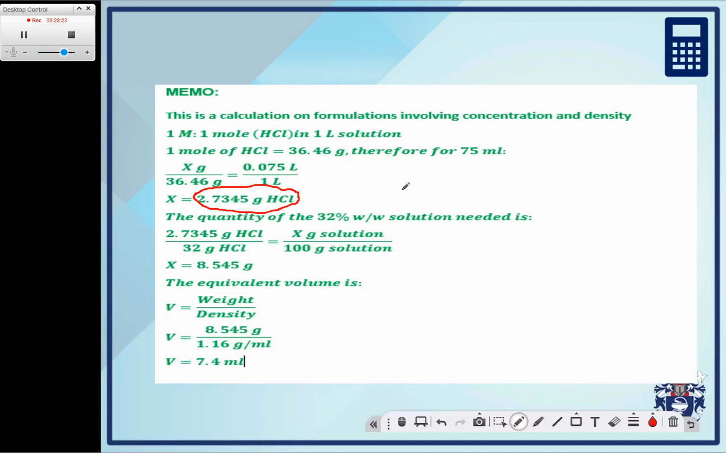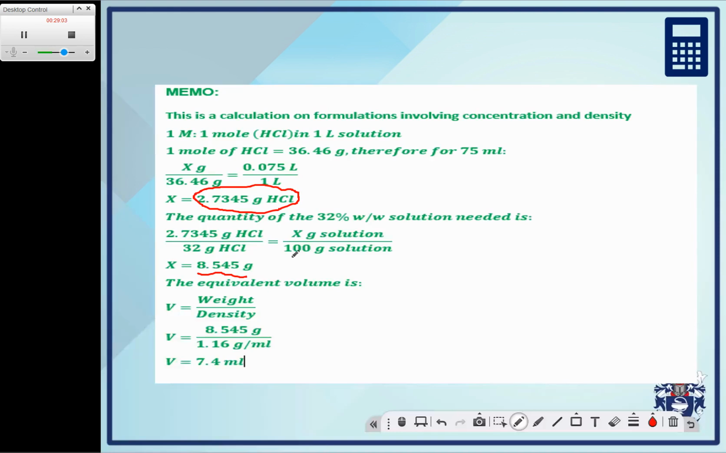Now, the question that you need to ask yourself is, where do I need to get it from? You need to get it from a 32% weight per weight hydrochloric acid solution. Now, 32% weight per weight means you have 32 grams of hydrochloric acid in 100 grams of the 32% weight per weight solution. You're only looking for 2.7345 grams of hydrochloric acid. So how much of this solution do you need to weigh off? And then you will get 8.545 grams of the 32% weight per weight solution.